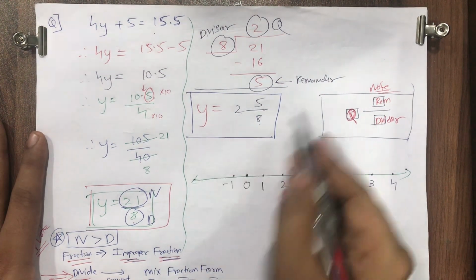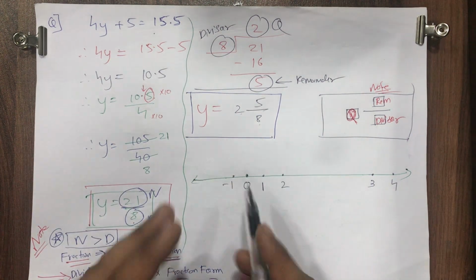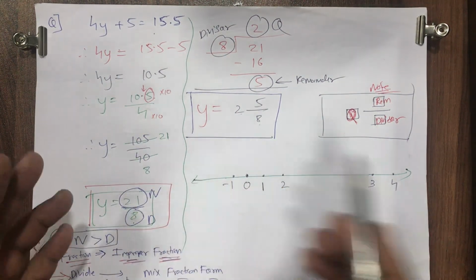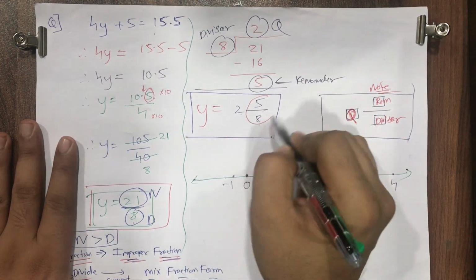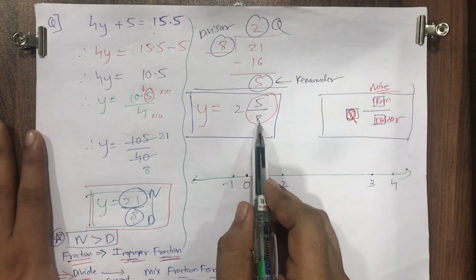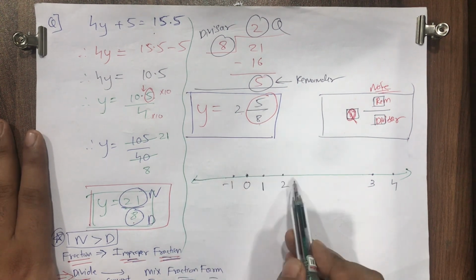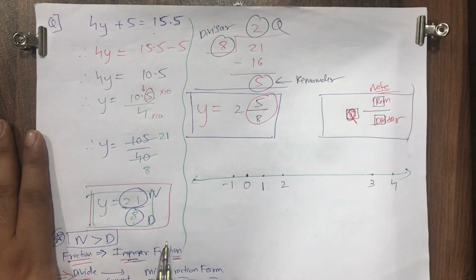2 and 5 by 8 means greater than 2. It's above 2, in between, and less than 3. Now pay attention to this 5 by 8, please. In the denominator I have 8. That means I have to divide this field into 8 parts.